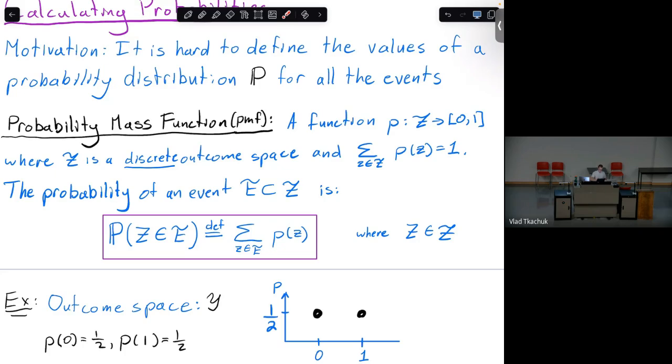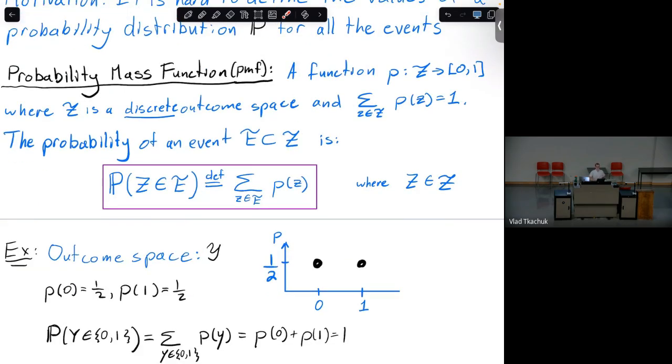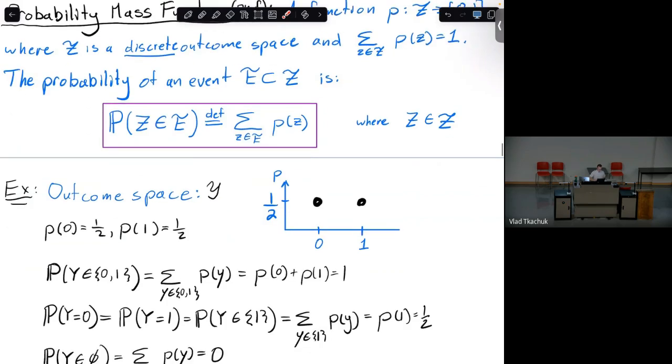And so here is the definition. The probability distribution of a random variable being an element of some event is equal to the sum of this PMF, little p, over every element in that event. Let's go to an example, and you'll see what this means. It's basically what we already saw: imagine we have this outcome space Y, which is flipping a coin, and you get heads or tails.